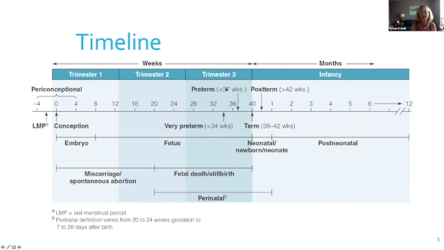Preterm is less than 37 weeks. Very preterm is less than 34 weeks. And I have these on the next slide as well. Term is around 40 weeks, give or take. We use the language embryo till about 8 weeks. And then we use the language fetus until birth. And then we say neonate or baby. But during development here, it's either an embryo or a fetus prior to birth. Those are the appropriate language.